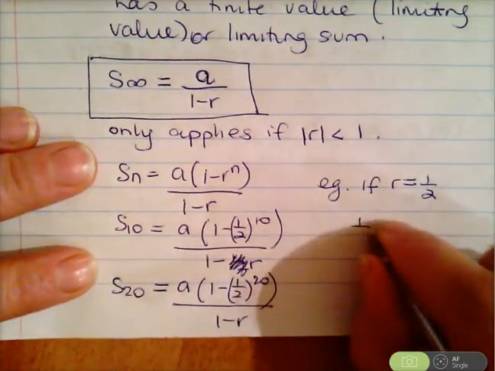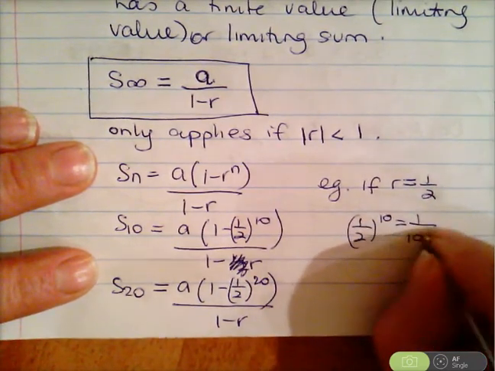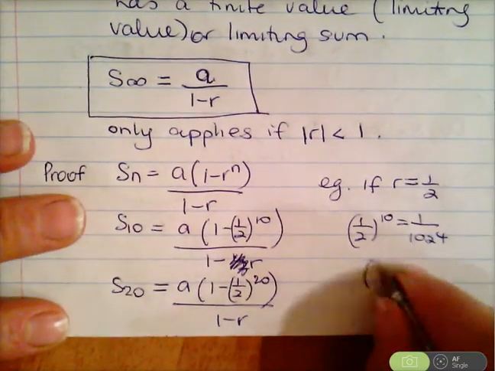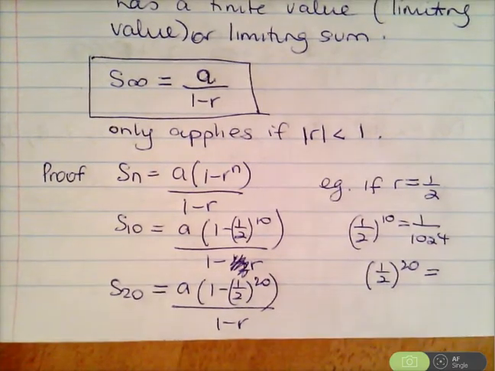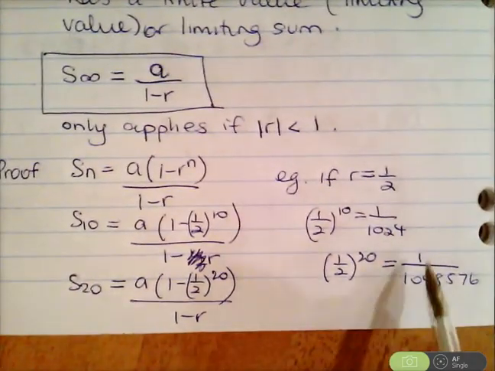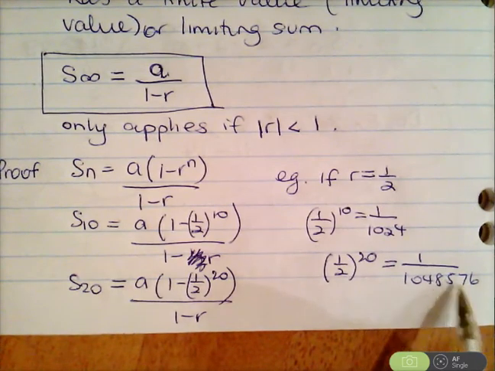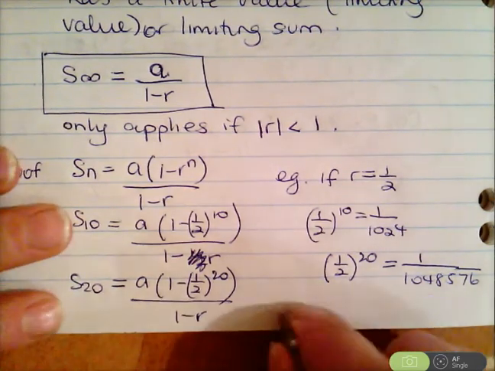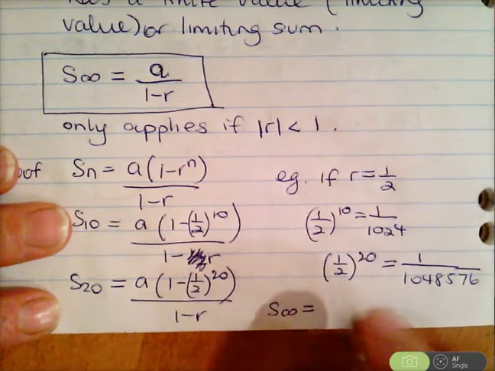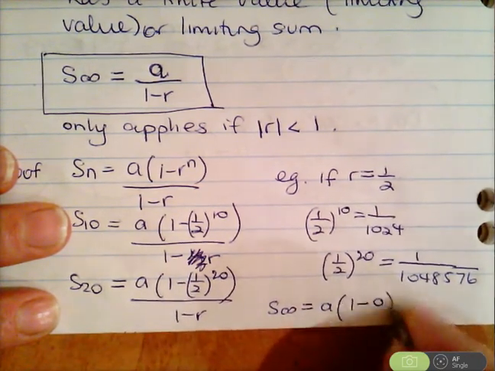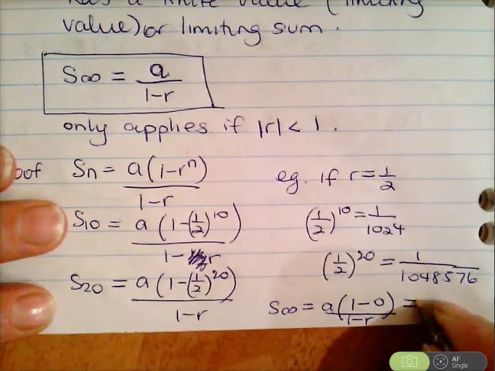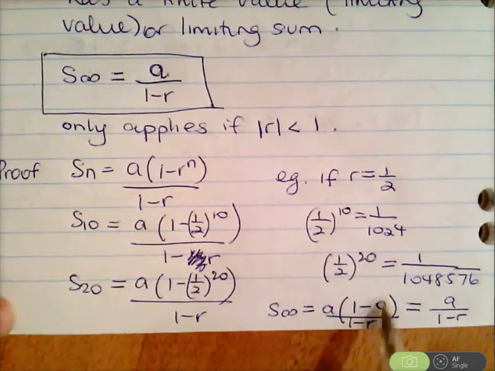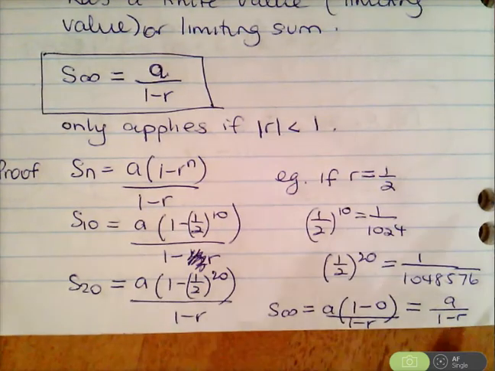Now, if we look at the value of 1 half to the power of 10, that's 1 over 1024, which is quite small. It's almost 0. And 1 half to the power of 20 is 1 over 1,048,576. So therefore, a half to the power of infinity would be approaching 0. So the sum to infinity is a(1 minus 0) over 1 minus r, which is a over 1 minus r, because as n gets very big, this value is approaching 0. Okay, so that's just a quick proof.